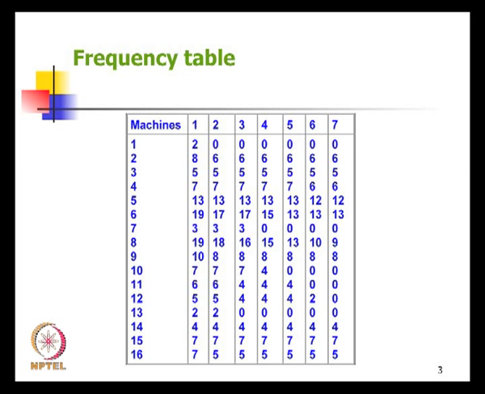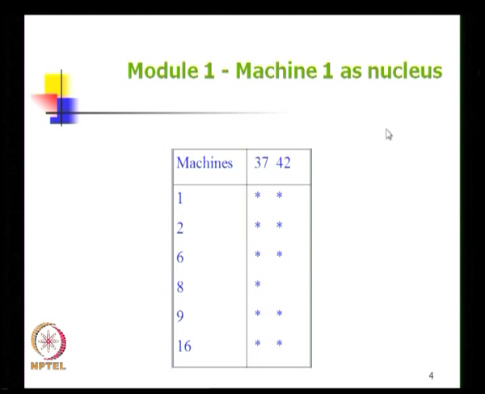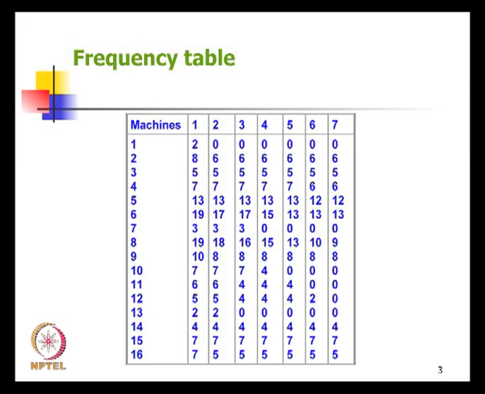The nucleus machine will always have frequency 0 at the end of the module, because based on the nucleus machine's frequency of 2, we created this table. We listed both these components. So, both these components will have a star mark on this, therefore, 2 will become 0 in the next iteration, or in the next column.